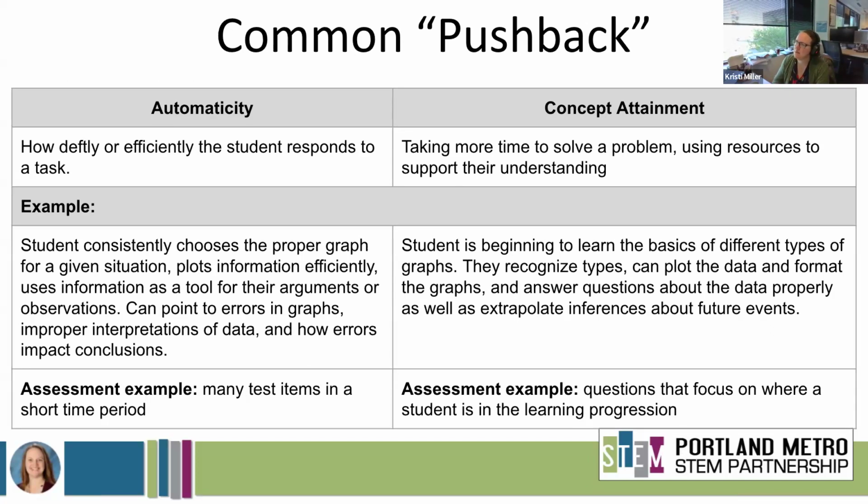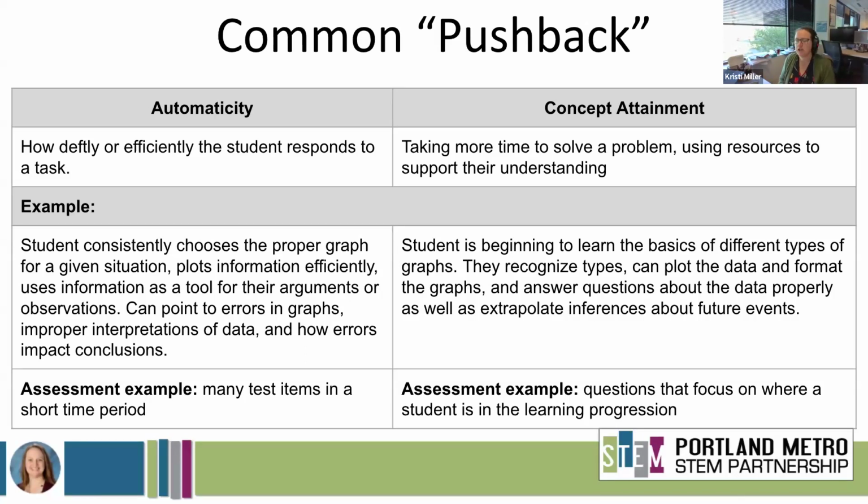There's an interesting idea about automaticity. It's a fancy word, automaticity versus concept attainment. So automaticity is like what you can do without thinking. Like you just know it, you just sit and do it, right? It's so ingrained in your process, in your thinking, that you don't even have to think. You can just do it. So the example, a student consistently chooses the proper graph for a given situation, plots it efficiently, like they know how to do it. They can just do it without really thinking about it, can point to errors, et cetera.